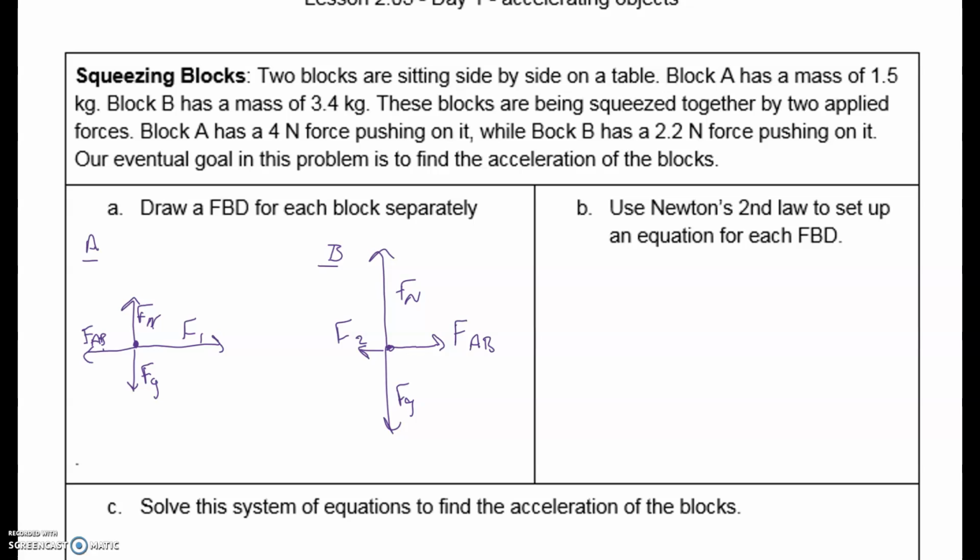Part B: use Newton's second law to set up an equation for each free body diagram. Newton's second law says net force is equal to mass times acceleration.